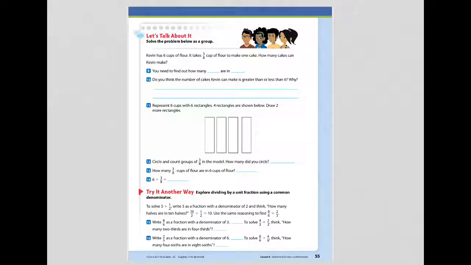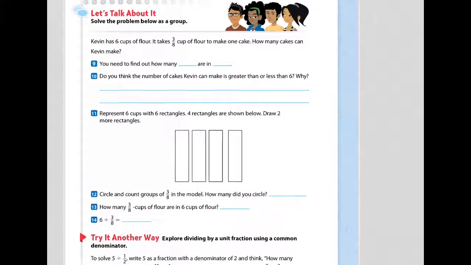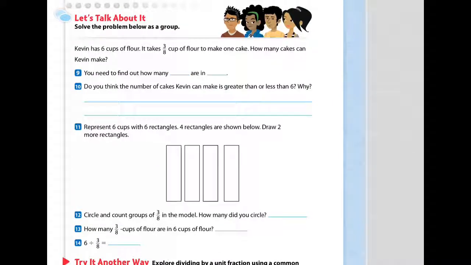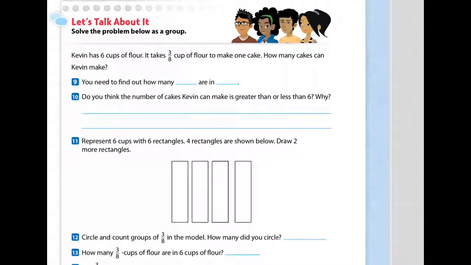Here's what we are going to do. This says, Kevin has 6 cups of flour, and it takes 3/8 cup of flour to make 1 cake. So 3/8 cup of flour to make 1 cake. How many cakes can Kevin make?